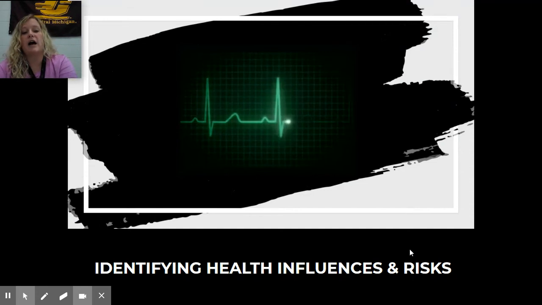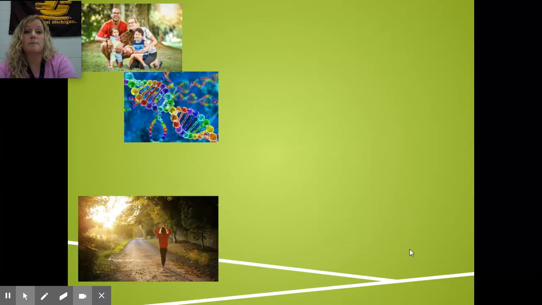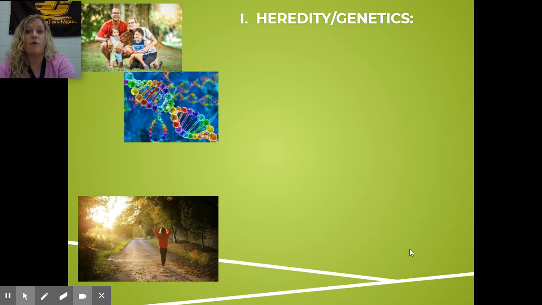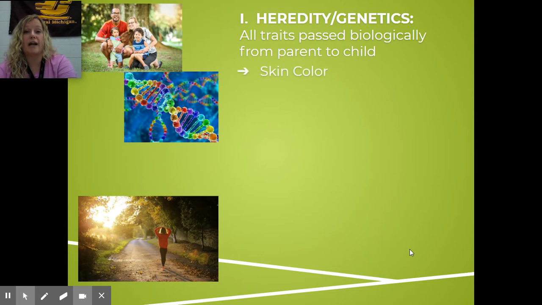So next we're going to talk about identifying health influences and risks, so things that influence us. The first type of influence or risk is heredity or genetics. So these are traits that are passed biologically from parent to child. This could include skin color, eye color, and hair color. For example, my mom has blonde hair and blue eyes, and voila, so do I. As well as gender. So when your parents have you, the gender is decided and then passed along.